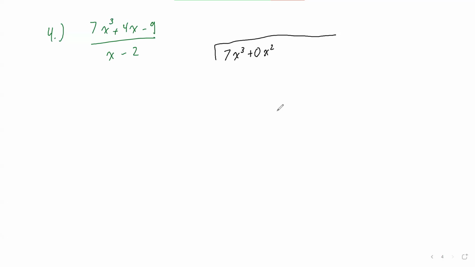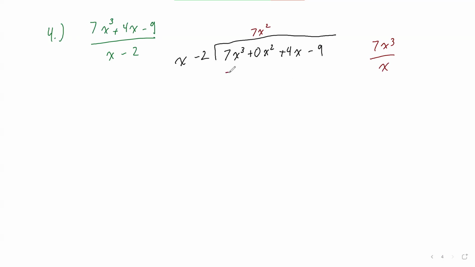I've not changed the value of this expression because 0 times x squared would still be 0, but you do need a placeholder for every term. And then I'll write out the rest of the results. All right, and now we're ready to start the process. So I get 7x cubed divided by x. So that would just give me 7x squared, but now I have a place to write it.